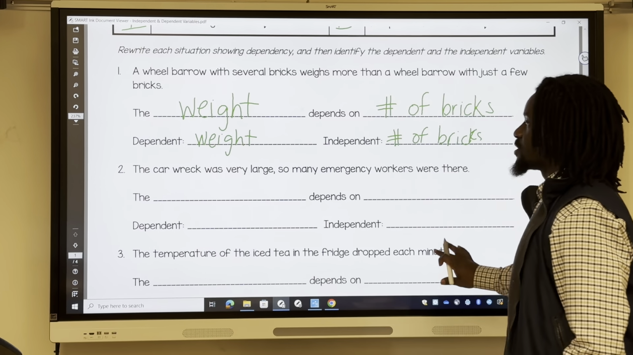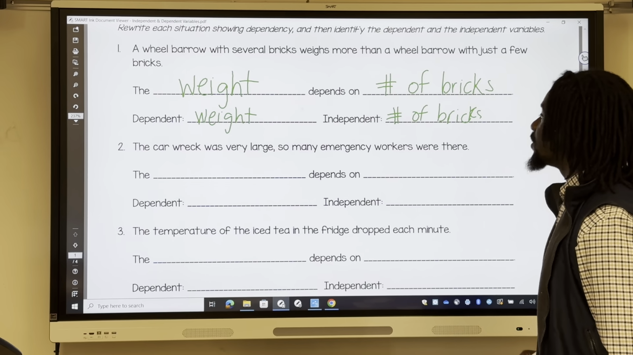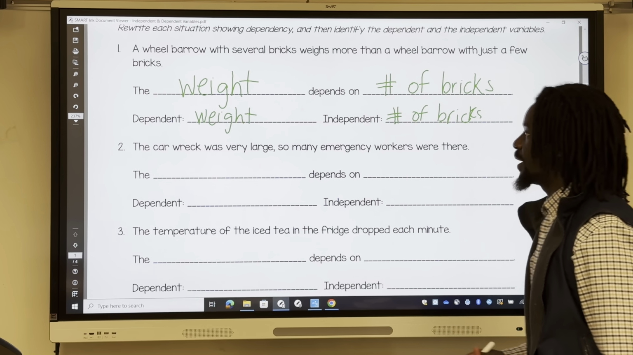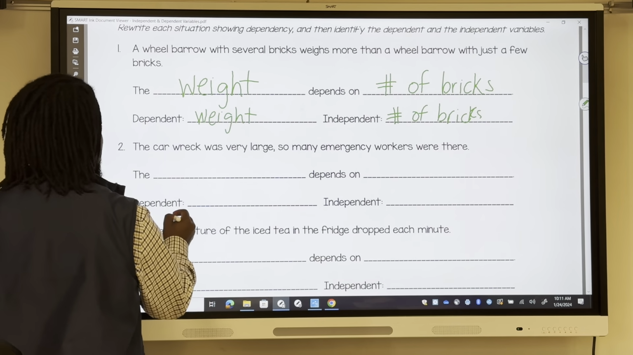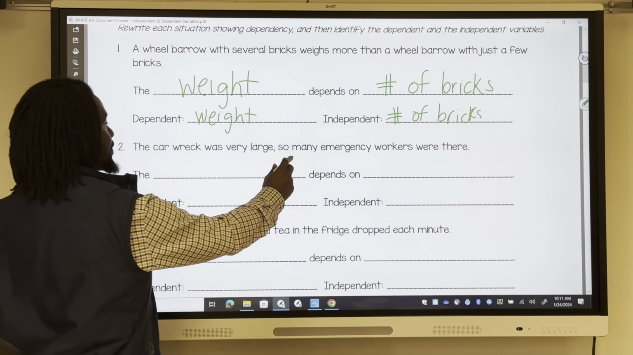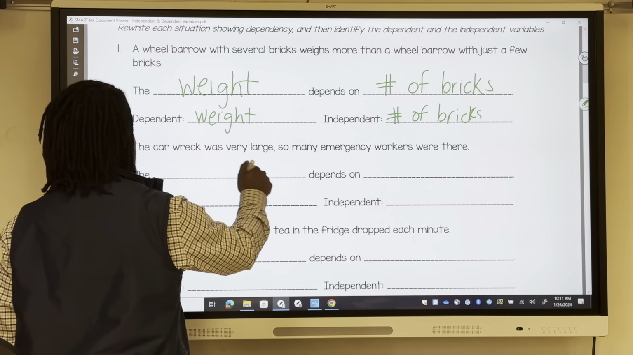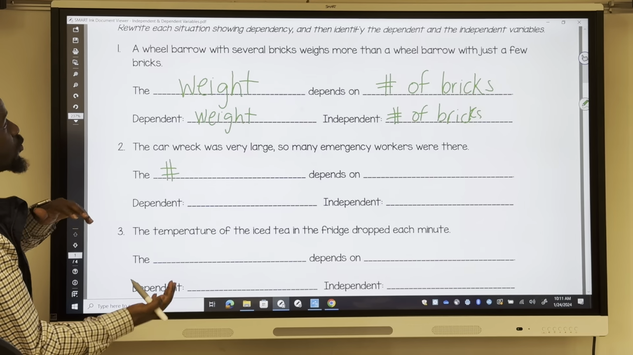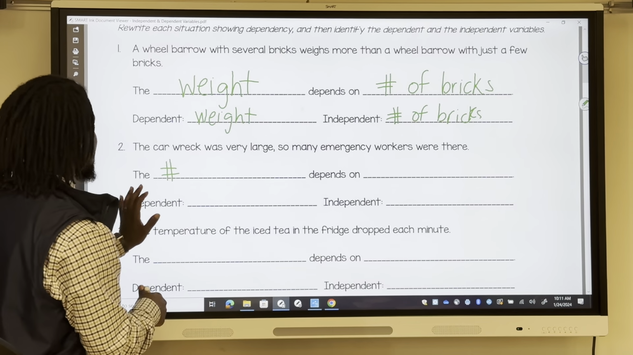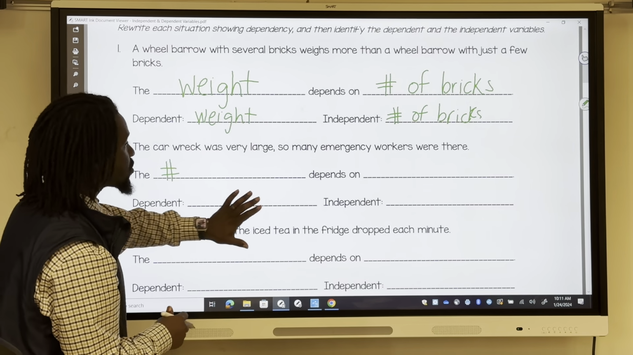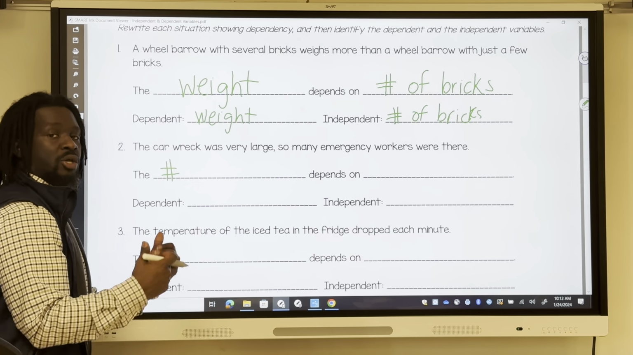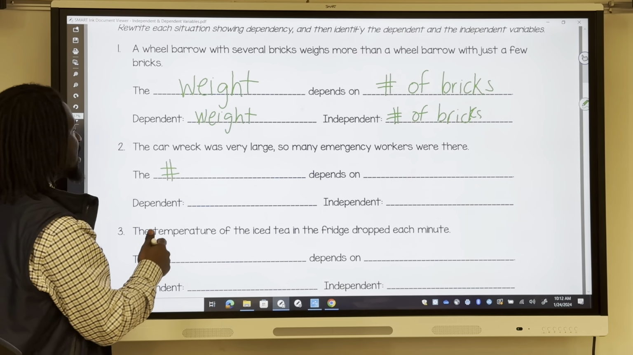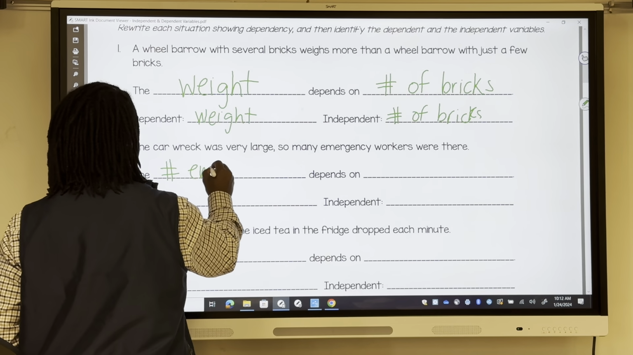Question number 2, it says the car wreck was very large, so many emergency workers were there. Okay, so in these sections, we're showing which one is dependent on the other. So this time we're writing the dependent first so that we can see which one is affected by the other.